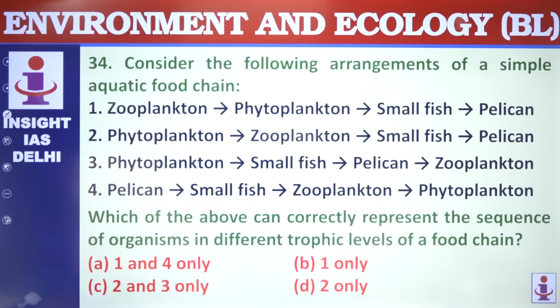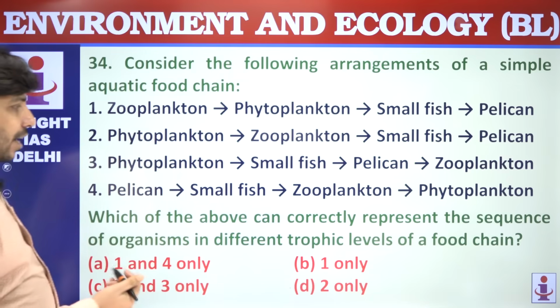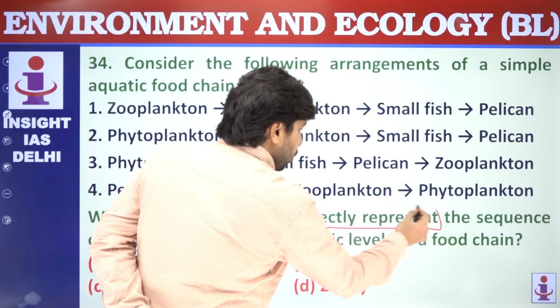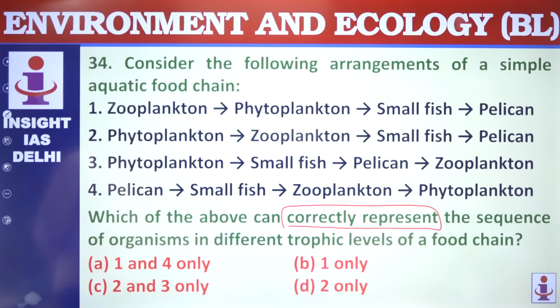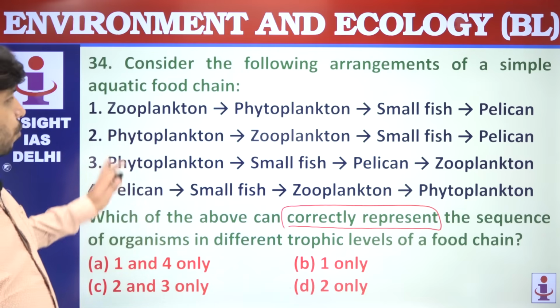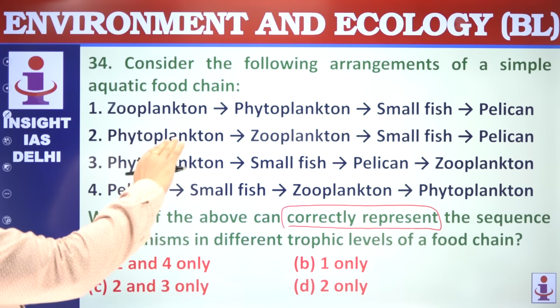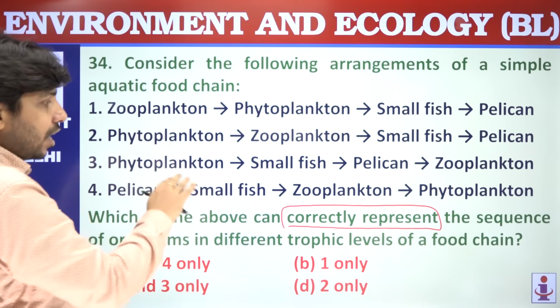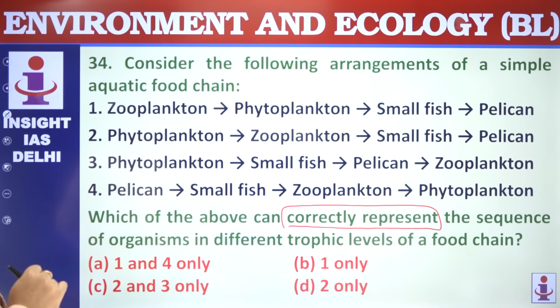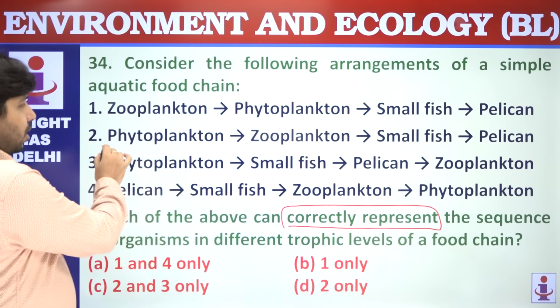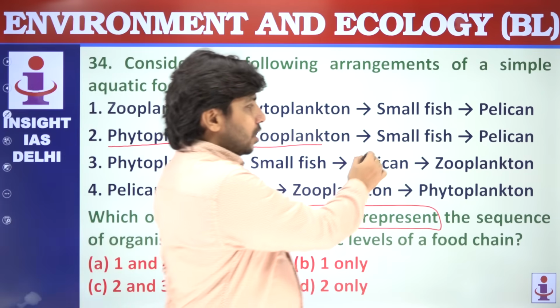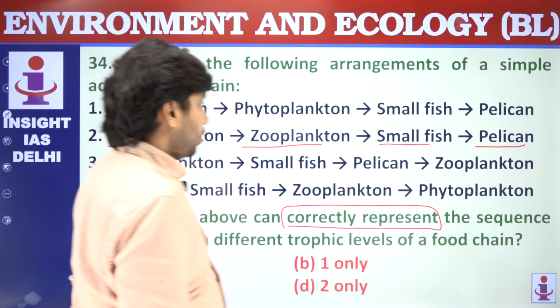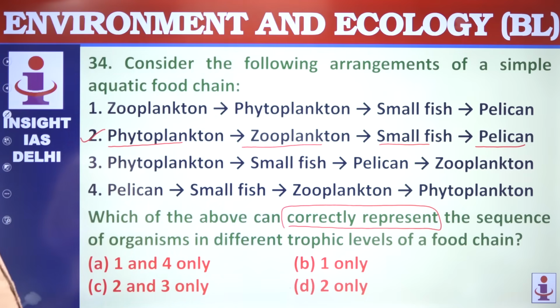Okay, so here 4 species are arranged in different sequence and the question is asking which of the above can correctly represent the sequence of organisms in different trophic levels of food chain. 4 species are here: zooplankton, phytoplankton, small fish and pelican. Question is asking you to identify which among these 4 is the correct representation. So if you look at it, phytoplankton are eaten by zooplankton, zooplankton are eaten by a small fish and a small fish is eaten by pelican. So 2 will be the correct representation.